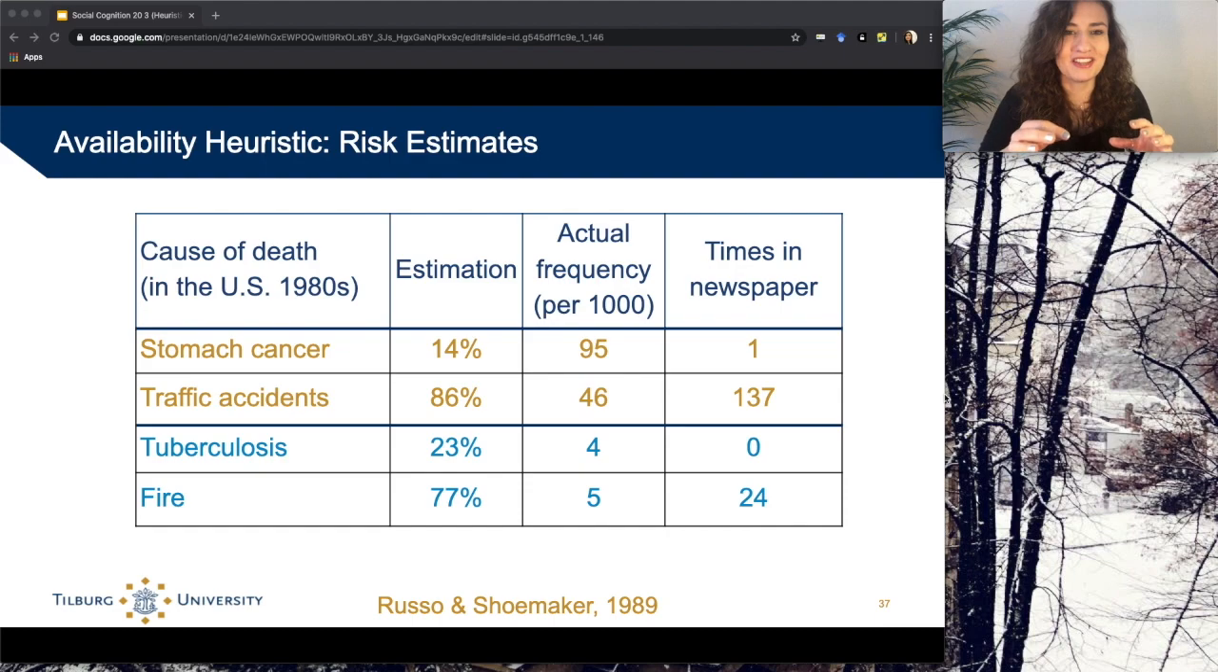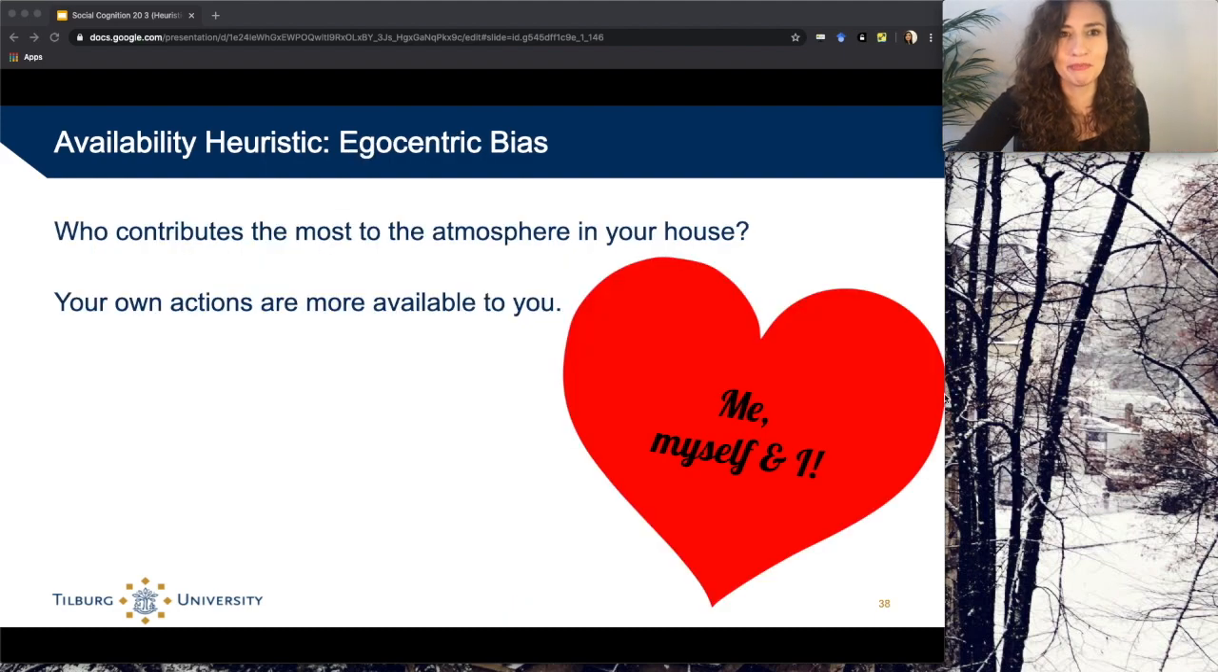So this might be a kind of difficult example to imagine, but think about this as an example for availability heuristics. Who contributes the most to the atmosphere in your house? Well, I would bet that you would say, me, myself, and I'm just the best roommate, or the best, let's say, daughter, because I make sure that when I stay with my parents, I just bring all the joy to them and I make them laugh and so on.